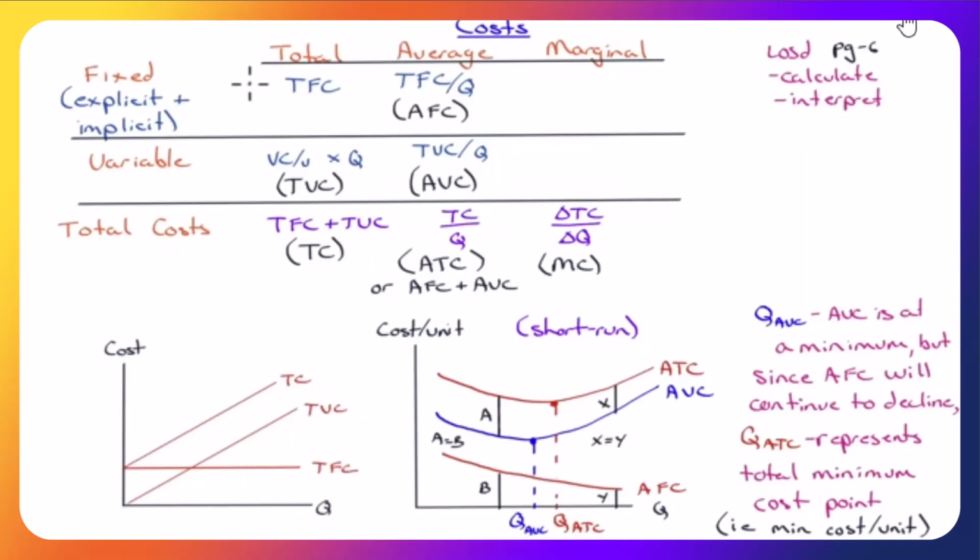Okay, so we've got costs. And as you know, every business faces two broad types of costs: fixed costs and variable costs. Let's deal with our fixed cost first.